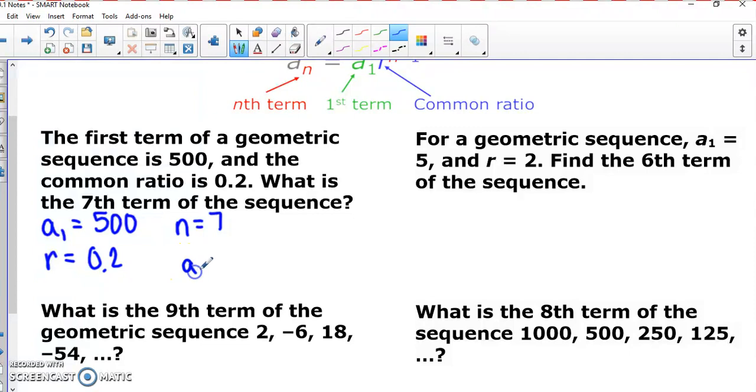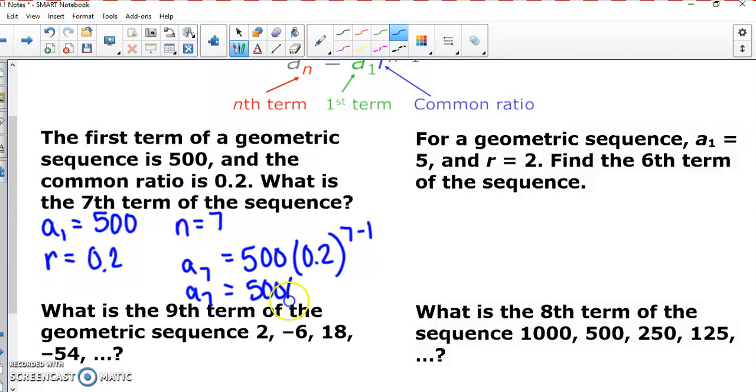So I'm going to say a sub 7 equals my a sub 1, 500, times my common ratio, 0.2, to the power of n, which is 7 minus 1. So when I simplify that, I'm going to have 500 times 0.2 to the power of 6. And then this I can just punch straight into my calculator. So I can type in 500 times 0.2 to the power of 6.